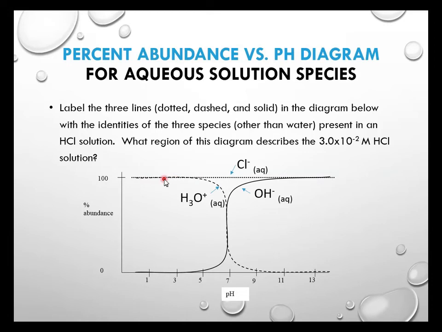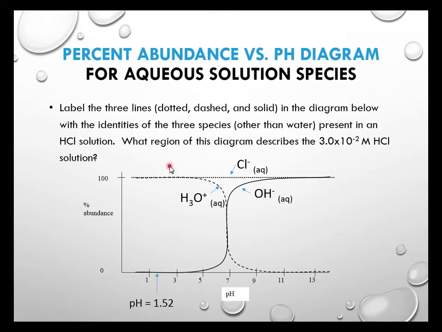Which brings us to an interesting question. What pH was this actually present at? What did we calculate for the pH of 3 times 10 to the minus 2 molar HCl? It was pH 1.52. So if we follow up at 1.52, that tells us it's like a snapshot of the solution at a pH of 1.52. This is the region that describes the 3 times 10 to the minus 2 molar HCl solution, specifically right at that pH. But you should be able to circle the general region pretty easily.